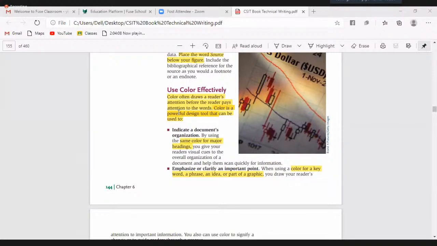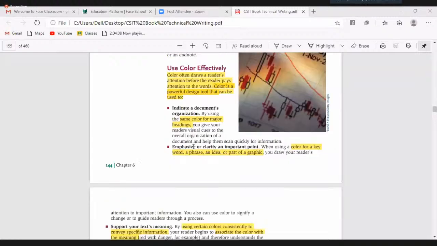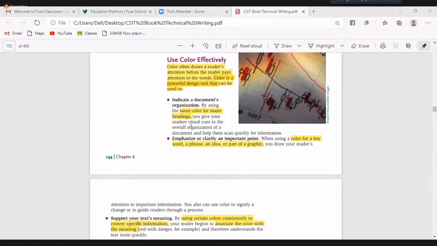So for what can we use color? First, color can be used to indicate a document's organization. Here it is given: same color for major headings. In a technical document, whatever major headings you have used, use the same color for all of them. Don't change the color. It means you are focusing on those major headings. That's why the same color for major headings. It indicates the ordering of the headings in the technical document.